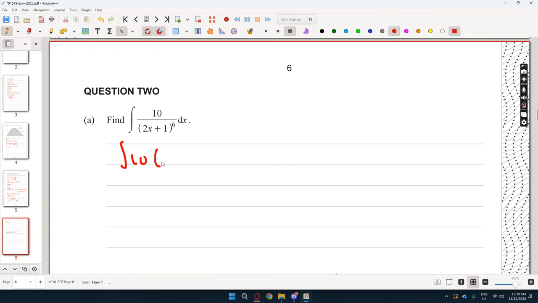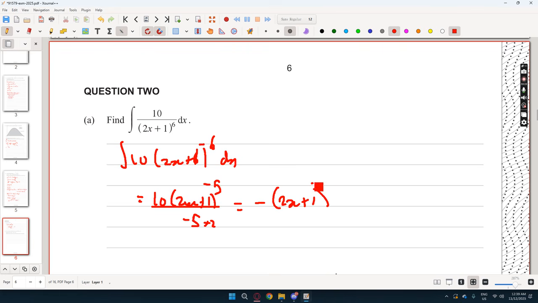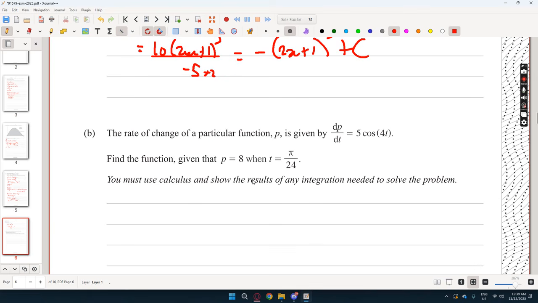So it's integrating 10 to the 2x plus 1 to the minus 6 dx. 10 to the 2x plus 1 to the minus 5 divided by minus 5 times 2. Negative 2x plus 1 to the minus 5 plus c.